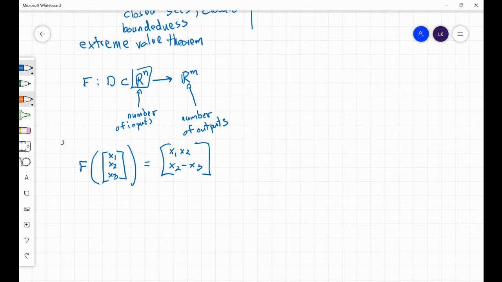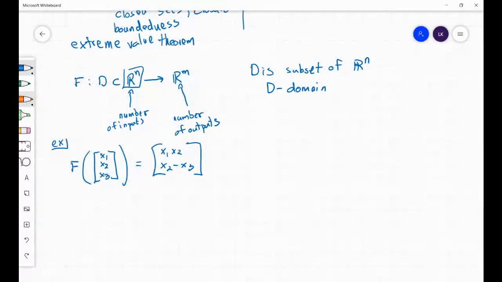So here's an example. D is a subset of Rn. So D is a subset, some region in the Euclidean space Rn, and here we use D because it is the domain. So this function might not be defined for all points in Rn. So we use the letter D to indicate the subset of Rn for which the function is defined.